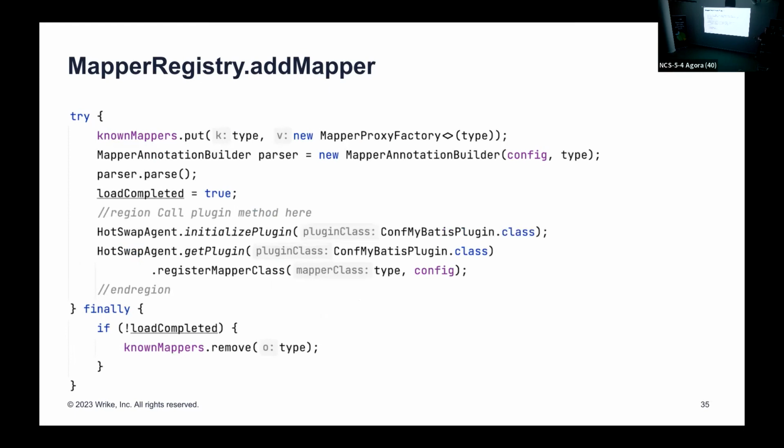And we, again, do this using HotSwapAgent helper methods. During this initialization, an instance of our plugin is initialized for the current class loader. And services of the HotSwapAgent may be injected in our plugin if required.